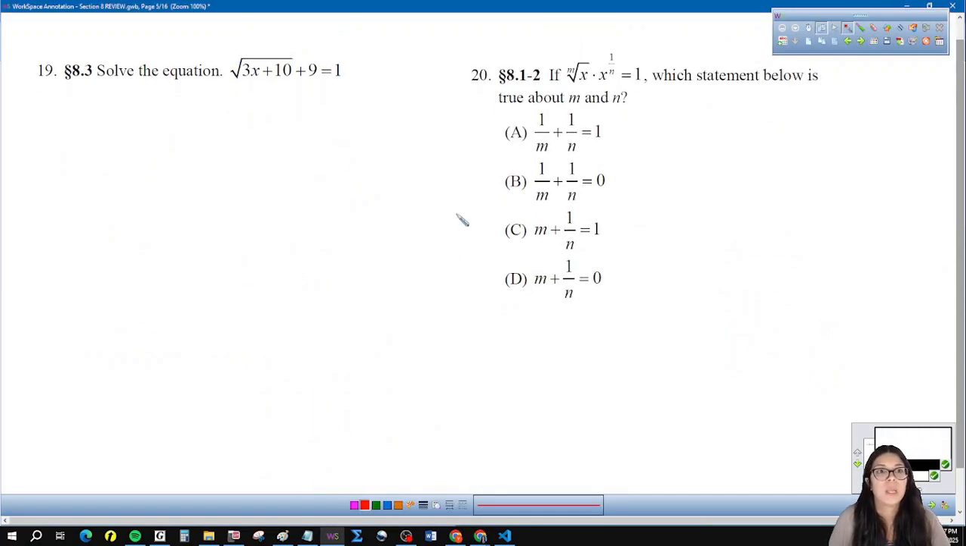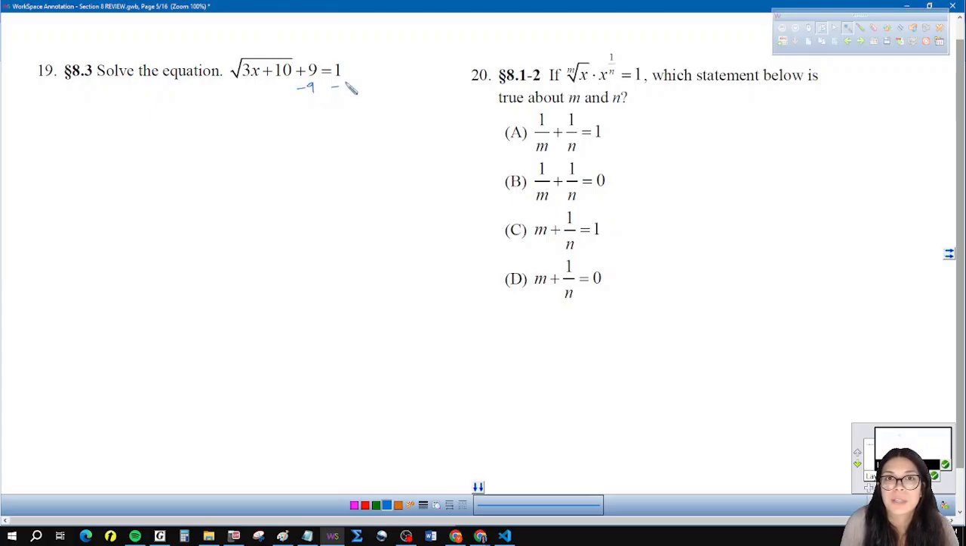Okie dokie. Moving along, number 19. Okay, for number 19, we're going to solve the equation. Remember, to solve the equation, we want to get the radical by itself first. So my first step is to go ahead and subtract 9 on both sides. So now we have the square root of 3x plus 10 equal to -8.